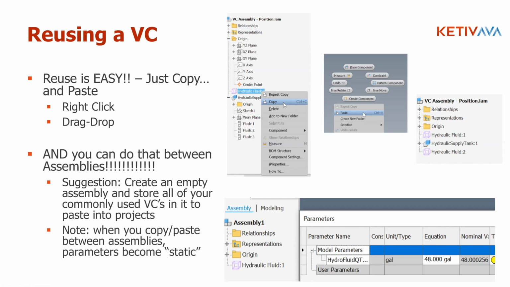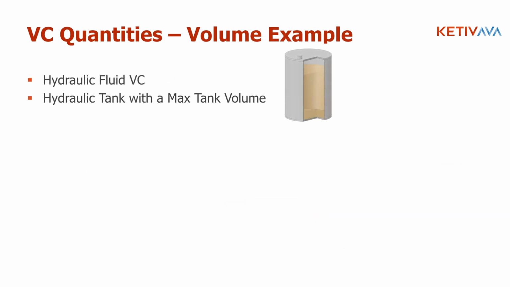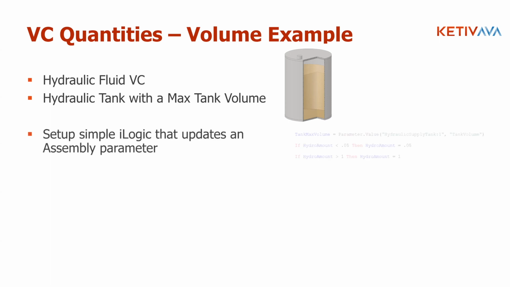So, quantities. Let me explain that too, and then again, I'll show you an example here in just a minute. One of the things I tend to use virtual components for is hydraulic fluid, because I don't model it, but what I need is a volume that I'm providing with the system, okay? So in the example I'll show you, I'll have a hydraulic tank that has a maximum tank volume that I want filled with hydraulic fluid, okay?